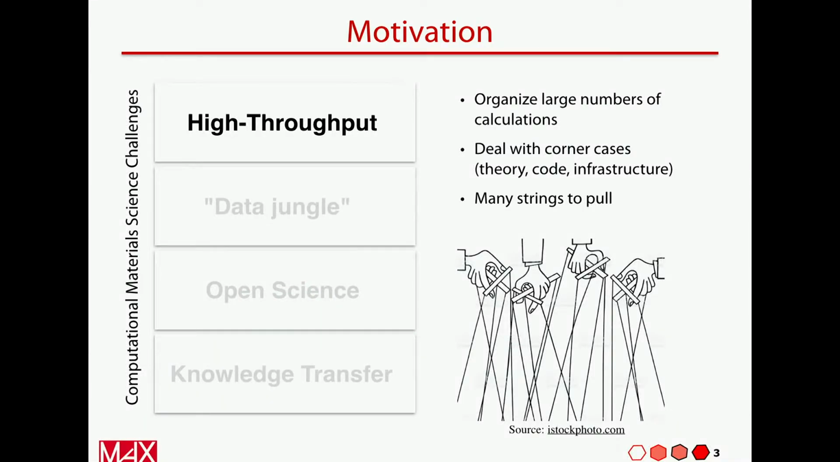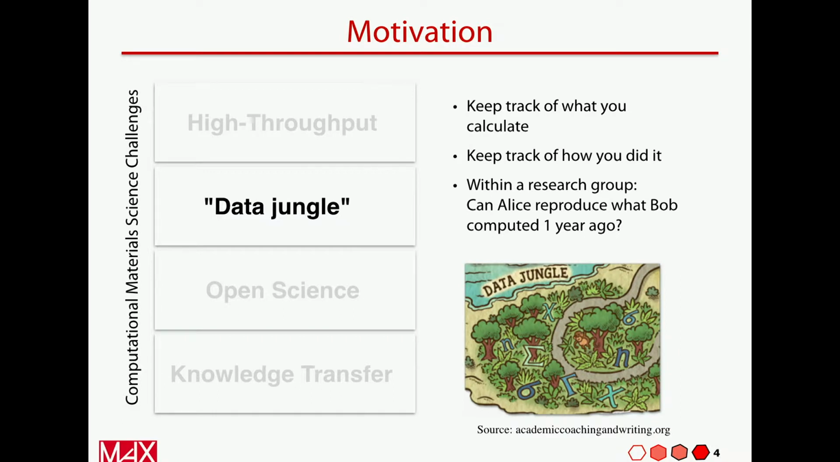So the first challenge has already been introduced by Geoffrey, thanks for that. It's high throughput: how do you organize large numbers of calculations in a consistent way? You all know this problem. The second problem is maybe what comes afterwards. You have done your calculation, not necessarily high throughput, but there's a lot of data sitting around. That's like the story of the PhD student, Bob, who knows exactly how he did his calculations and where he put the data, but then he leaves the group, and the data is still sitting there, and the next PhD student, Alice, has to pick it up, and she gets lost in the data jungle. So how do we improve on that situation?